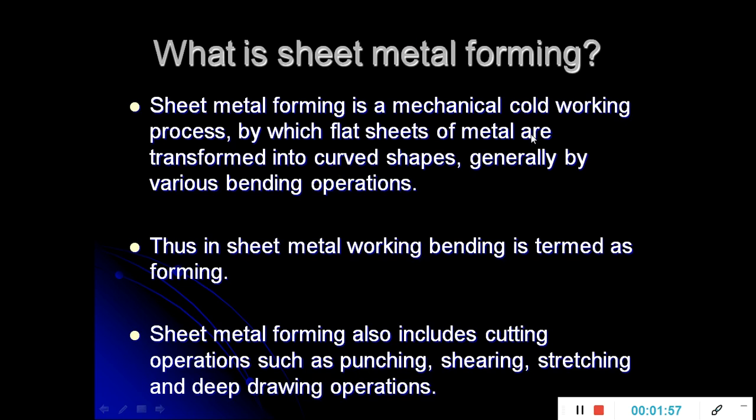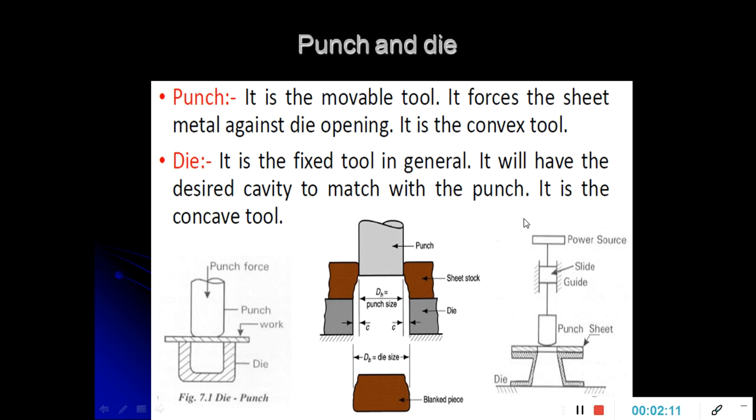So, sheet metal forming is nothing but a mechanical cold working process in which sheet metals are transformed into curved shapes. Any desired curved shapes are formed with the help of a punch and die. Now, before going to the different sheet metal operations, it is very necessary to understand the two important tools used in sheet metal forming, known as a punch and die.